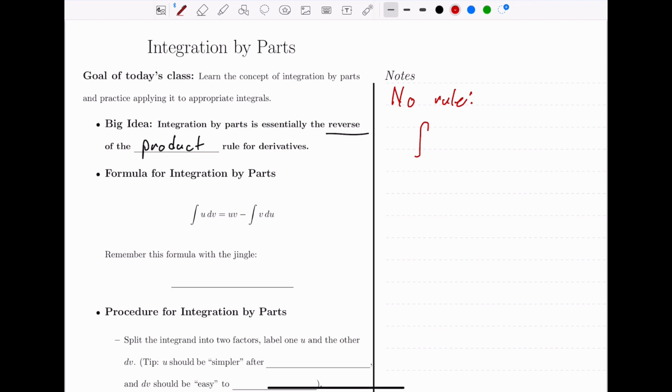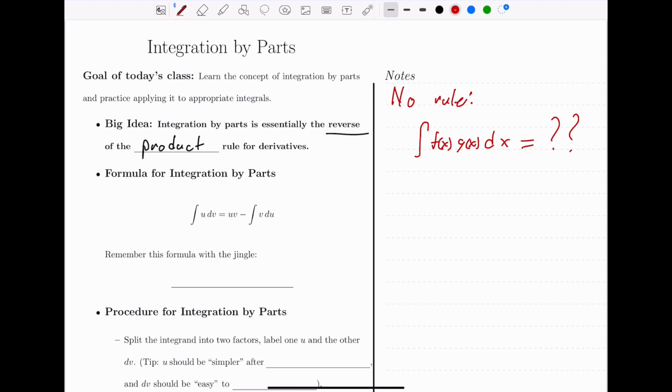general integral of a product. If we try to integrate f of x times g of x, there's not a rule that will always work to integrate a product. We can have some fairly simple looking products that don't have an antiderivative, which we can write in terms of elementary functions.